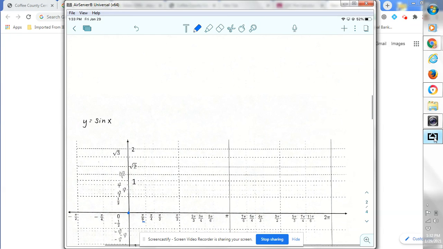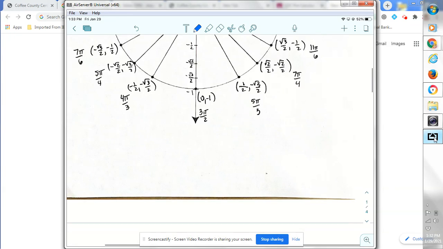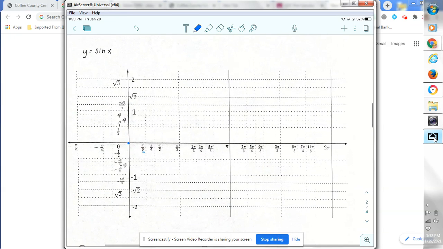So the next angle would be pi over 6, which would be this one right here, and then pi over 4, and then pi over 3, and then pi over 2. So go all the way around the unit circle. And pause the video if you need to do that.